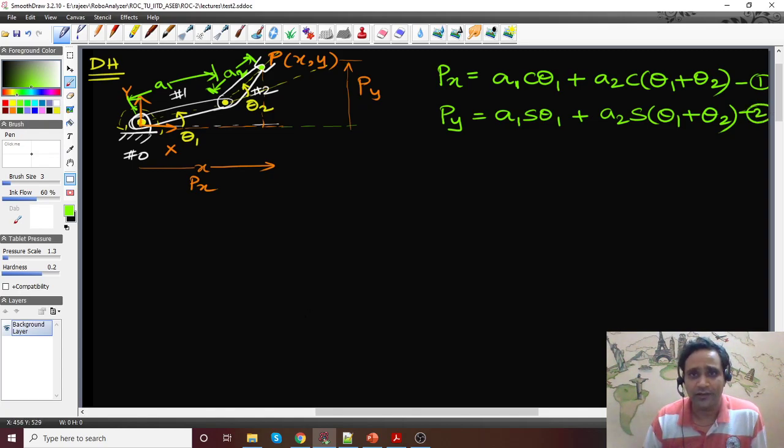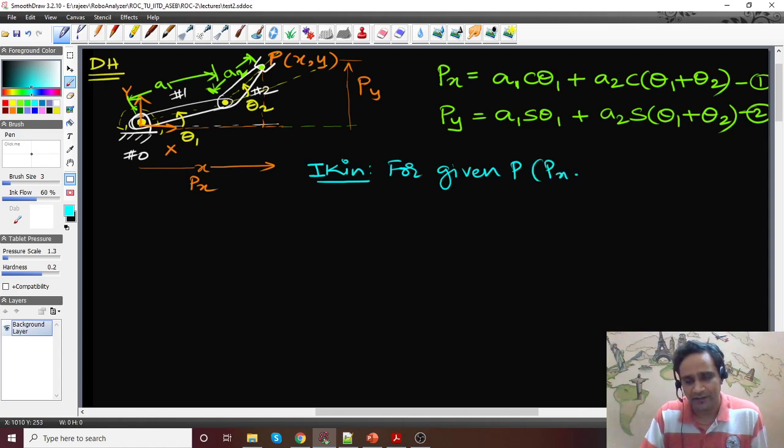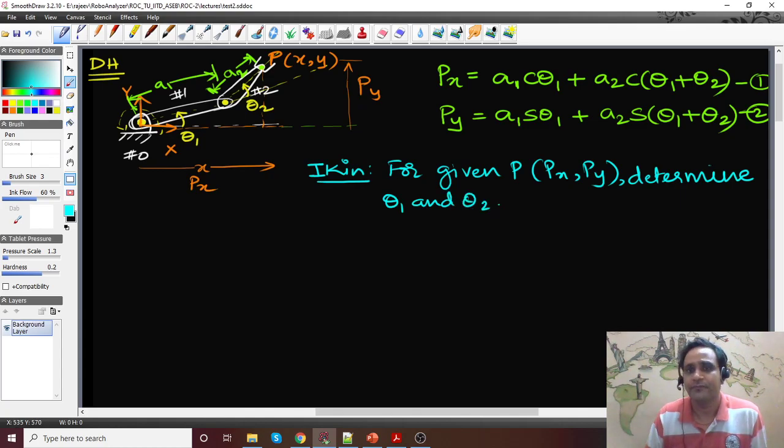Px and py have been written. So what is inverse kinematics? For a given P, that is px and py, determine theta 1 and theta 2. That is what inverse kinematics is. Forward kinematics was: if theta 1 and theta 2 are known to you, what is px and py? That is something we have already covered. So now let's look at inverse kinematics.